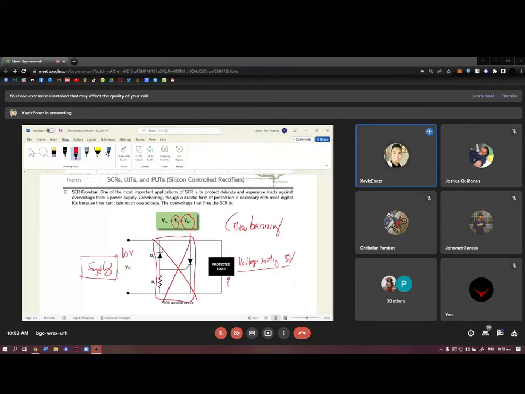But once you have an SCR crowbar here, in parallel with the load, what will happen? When the 10 volts comes in, you will trigger the SCR. Once you trigger the SCR, it will short, right? Once it shorts, the overvoltage will not enter your load. Okay? So that is the purpose of the SCR crowbar.